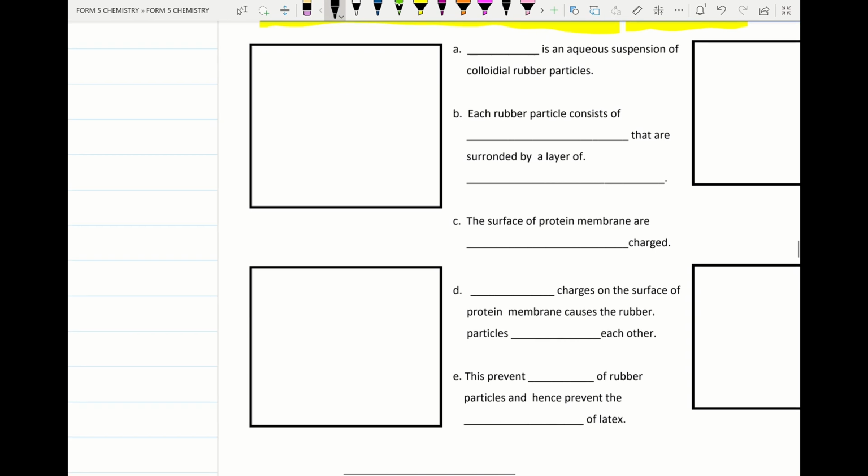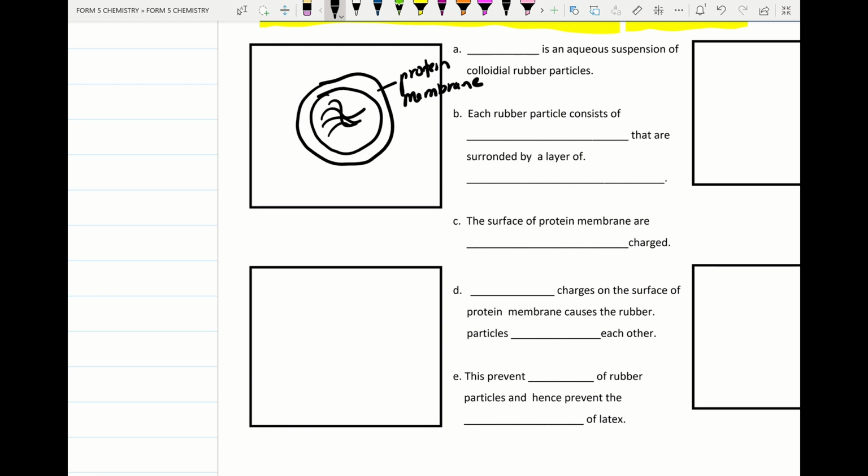First, we try to draw the diagram of rubber particle. So I put one circle. The rubber particles are made up of protein membrane, and inside here we have rubber polymers. The surface of rubber polymers is negatively charged, and this is known as rubber particles.